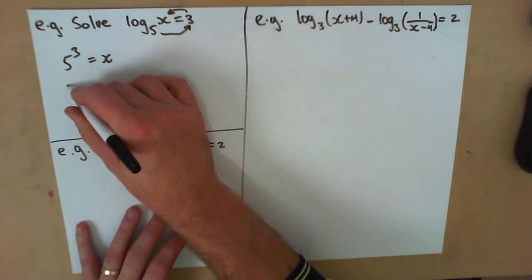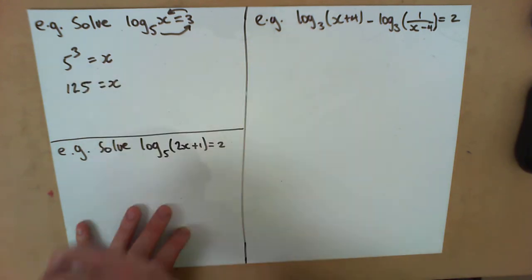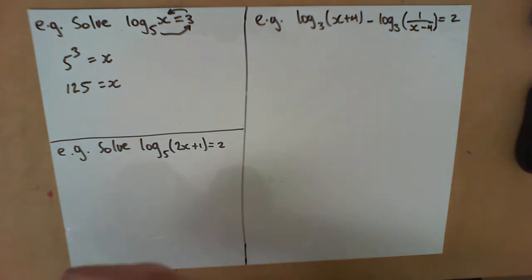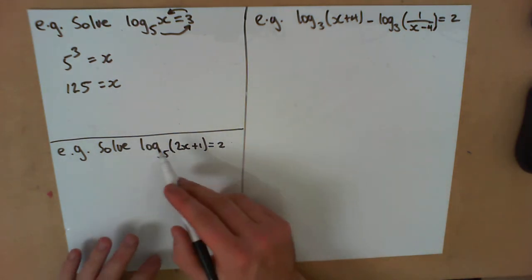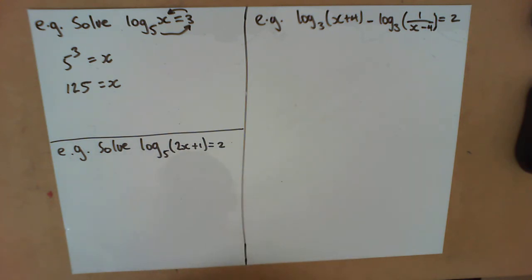Well, 5 to the power of 3 is 125, so that's equal to x. And then you'll see that again coming up as well, this Loopy Method. So straight away for this one, we've got solve log to the base 5 of 2x plus 1 equals 2.